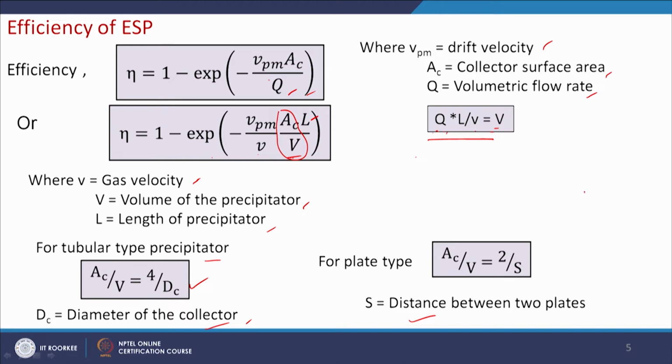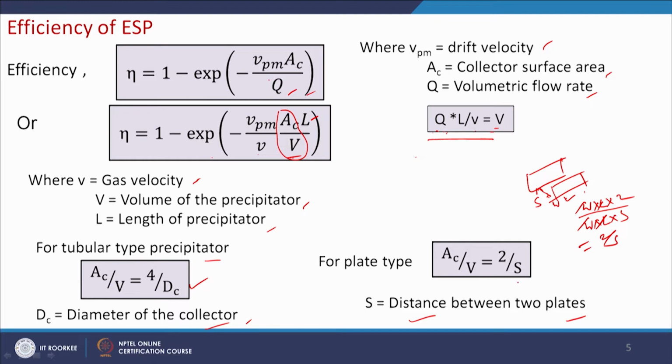So, we will be having, say, this is one plate and this is another plate. In between, the distance is equal to S. If the length is L and W is our width, the area we are getting is W into L, and we have 2 plates. So, that is equal to 2 W L divided by the volume, which is W into L into the distance S. W and L cancel, so we will be getting 2 by S here. So, for plate type, S equals the distance between two plates and A c by V equals 2 by S.